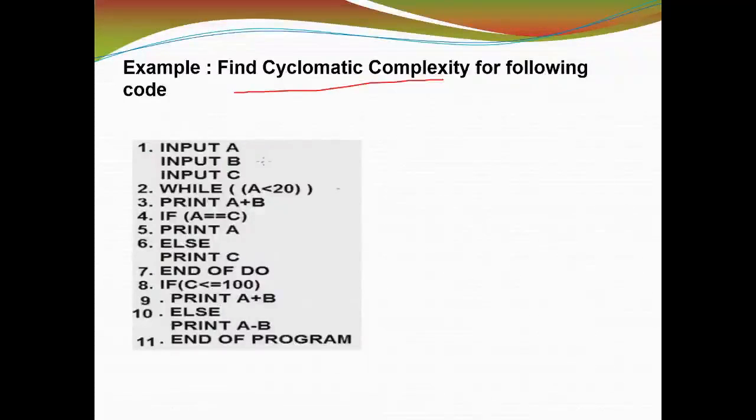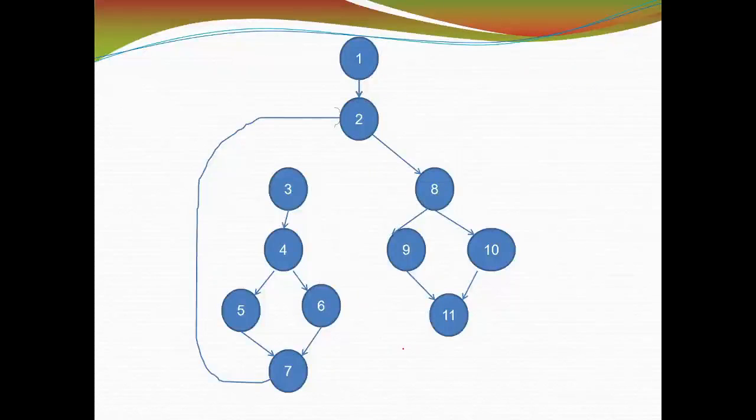Another example is given here. You can try this on your own. First convert this code into the control flow graph and then substitute into the cyclomatic complexity formula, both formulas, and find out the various paths you can see here in this.